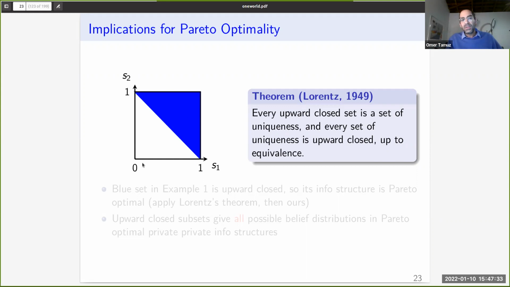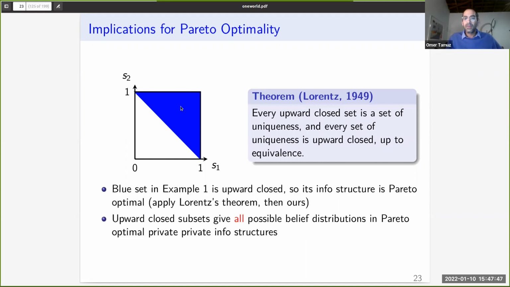This is the one that induces uniform beliefs on the interval 0, 1. And this blue set is upward closed. So this is actually Pareto optimal. So this is how you prove that this is Pareto optimal. Okay. And in fact, if you look at upward closed sets, remember we said that all structures are equivalent to something that comes from some set. So the Pareto optimal ones are exactly those that come from upward closed sets.